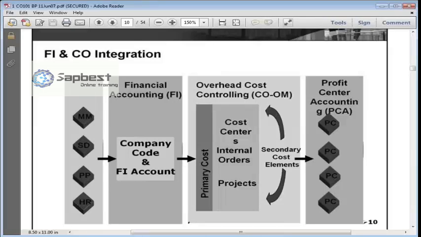All the P&L accounts have a one-on-one tie to CO. Whenever you make a posting, it automatically posts. Same thing with the CO. So if there is an impact on the FI side, it automatically pushes things back to the CO.